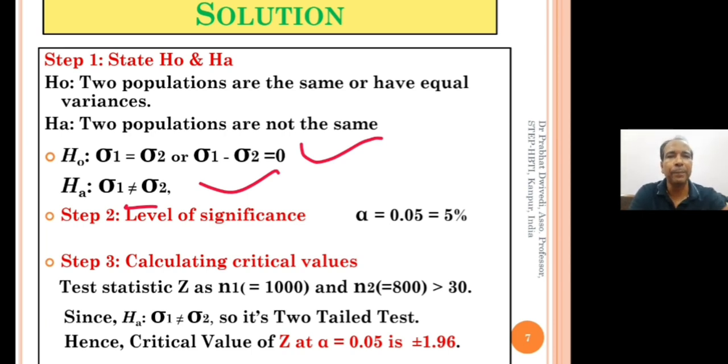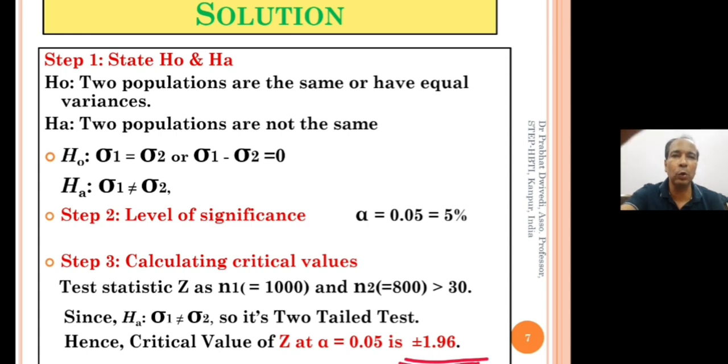Now step 3 is how to calculate critical values. As we can see, N1 is 1000, N2 is 800, that means samples are greater than 30, that means Z test is applicable. Again, alternative hypothesis has not equal to sign, that means two-tailed test. So Z two-tailed test for 5% level of significance, the critical value comes plus minus 1.96. This is what the critical value is.